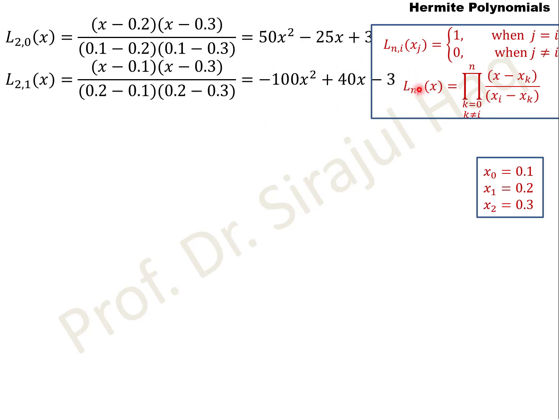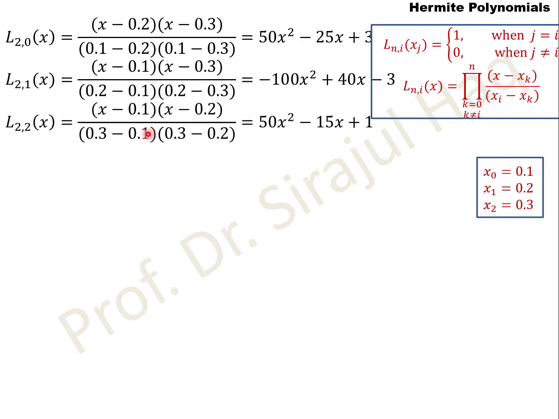And now when i is equal to 2, we are getting L2,2. So you can see that this corresponds to x is equal to x2, and x2 is missing in the numerator. x minus x naught, x minus x1, divided by, replace x by x2. x2 is 0.3. 0.3 minus 0.1, 0.3 minus 0.2, and if you simplify this one, you are getting a polynomial of degree 2. So we computed the Lagrange coefficients which we need in the construction of Hermite interpolation.